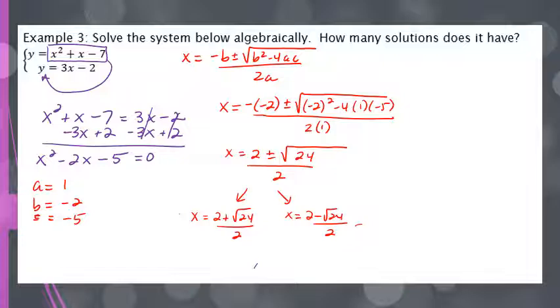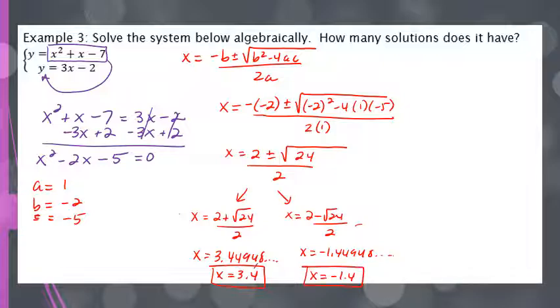So I'm typing this into my calculator, 2 plus the square root of 24 divided by 2. And I get 3.44948, blah, blah, blah. But I'm going to say that this is 3.4. Okay, so rounding to the tenth is plenty. And now I'm going to do the exact same thing, 2 minus the square root of 24 over 2. And I get negative 1.44948, blah, blah, blah. So again, I'm going to round it to one decimal place, so negative 1.4.